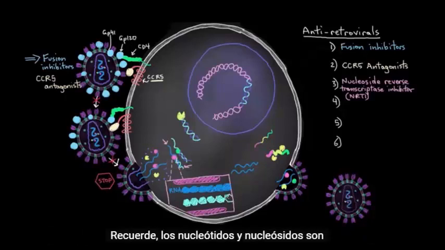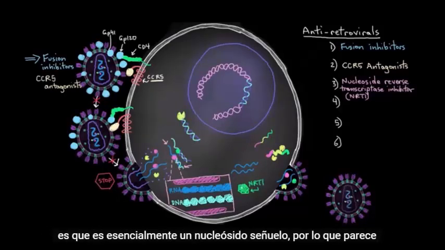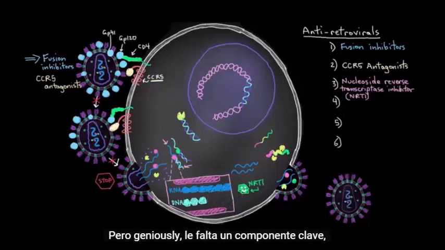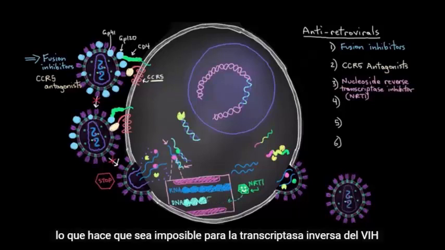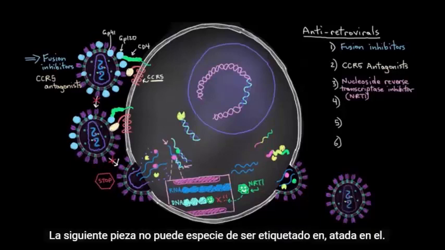Remember, nucleotides and nucleosides are the building blocks for our DNA. So what we've come up with, right, what this NRTI does is it's essentially a decoy nucleoside. It looks just like one of our normal nucleosides, but geniusly, it's missing a key component, which makes it impossible for HIV's reverse transcriptase to attach another nucleoside to its end. And if it can't do that, then this DNA just can't be built, right? It stops being created because it can't be elongated anymore. The next piece can't be tagged on, attached on.